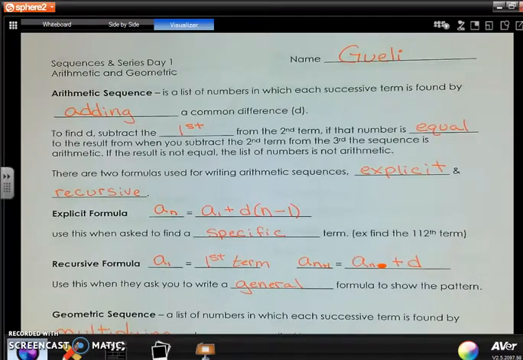Okay, good morning. This is day one of arithmetic and geometric sequences and series. So we're going to start today by talking about the arithmetic sequence.